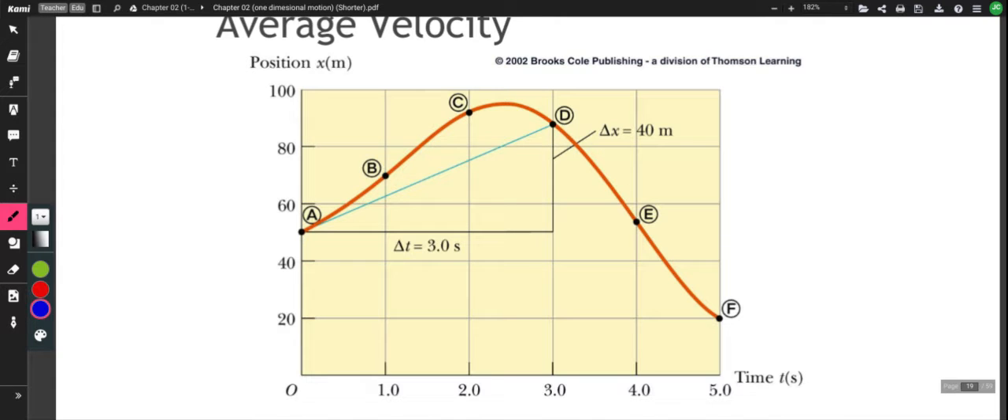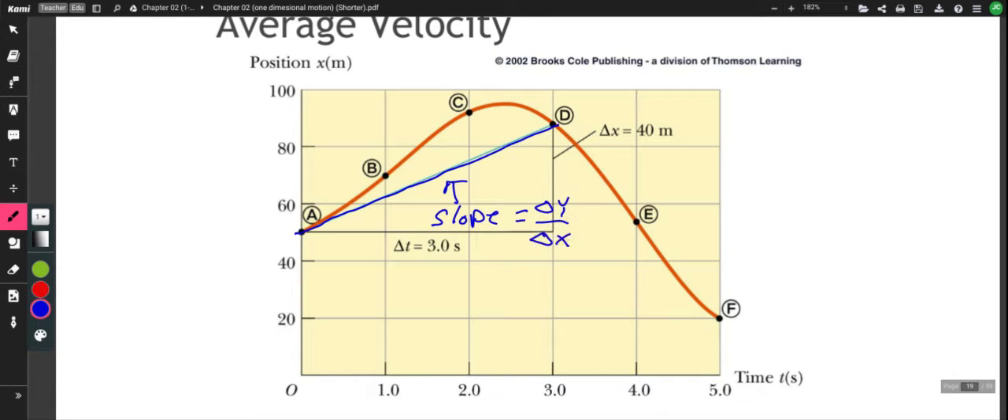The graphical interpretation of average velocity relates to the slope of the line between 2 points on the graph. On the graph that you see in front of you, there are a number of points. The slope between any 2 points is the average velocity. So the blue line that is on the screen has a slope. That slope is calculated using the slope equation, change in y over change in x.